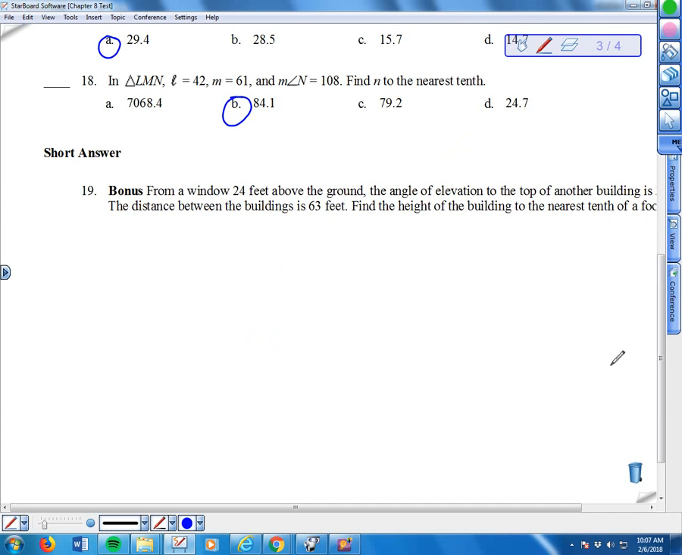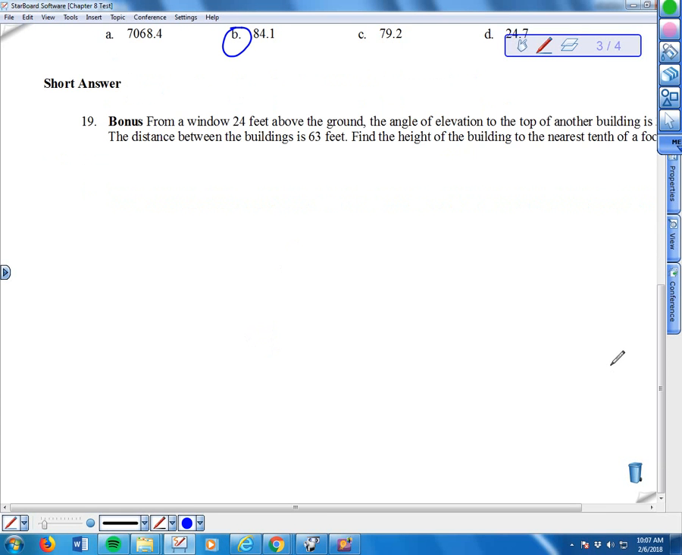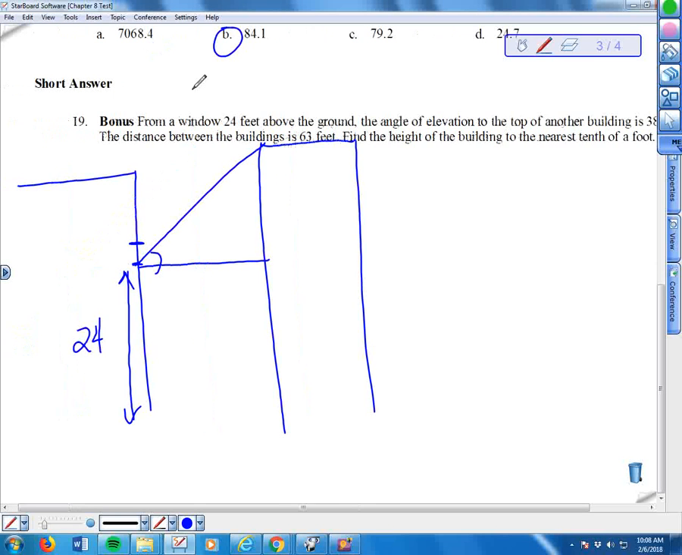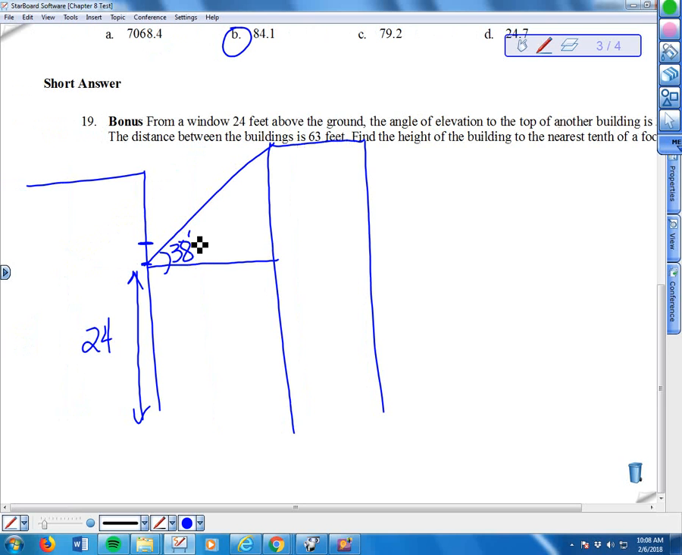Okay, from a window 24 feet above the ground, so I'm going to just draw this building, and I've got this window here that is 24 feet. The angle of elevation to the top of another building is 38 degrees. The distance between the buildings is 63 feet. Find the height of the building.